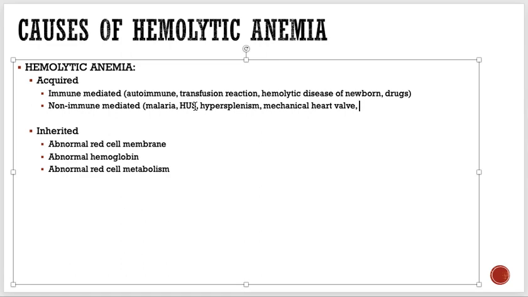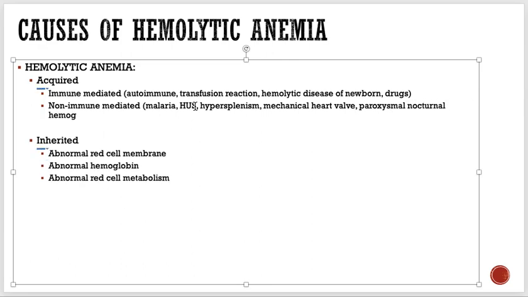It could be paroxysmal nocturnal hemoglobinuria. These are the people who have hemoglobin in the urine whenever they are under some stressful condition. It could be due to burns. Okay, so these are the causes of non-immune mediated, and these are the causes of immune mediated, right?